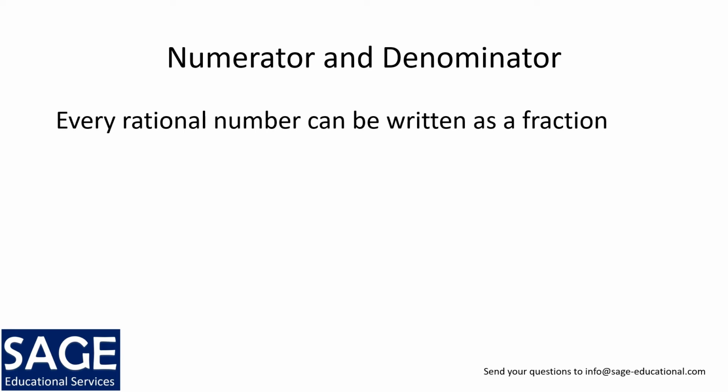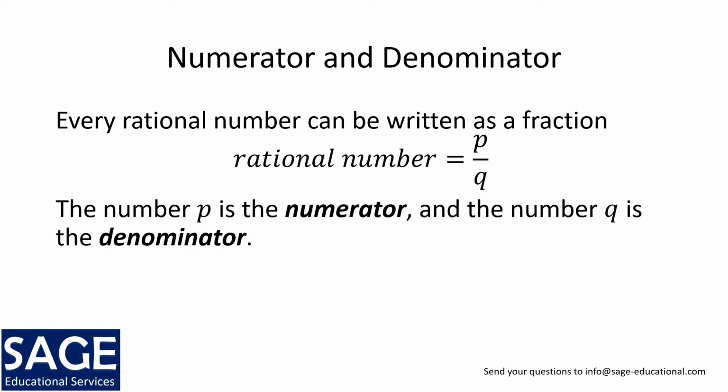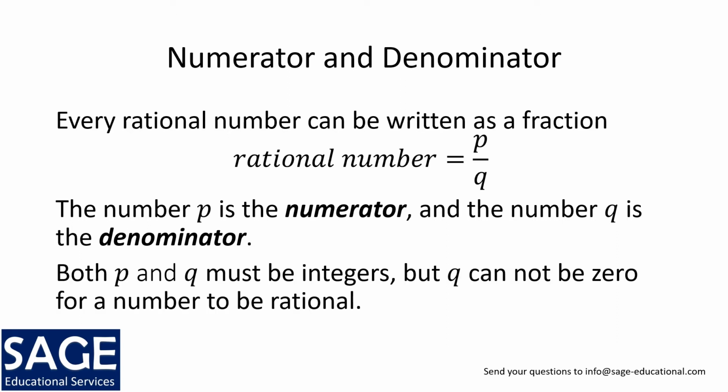And in a fraction, there are two parts. If it's a rational number, it can be written as a fraction. Rational numbers can be written as p over q. The number p, which is on the top, is called the numerator. The number q, which is on the bottom, is called the denominator. And if p and q are both integers and q is not equal to 0, then this number is a rational number. So in a fraction, as long as q, the denominator, is not 0, it is a rational number.